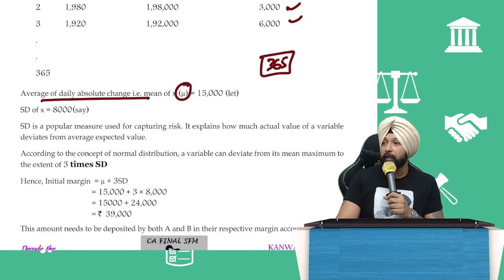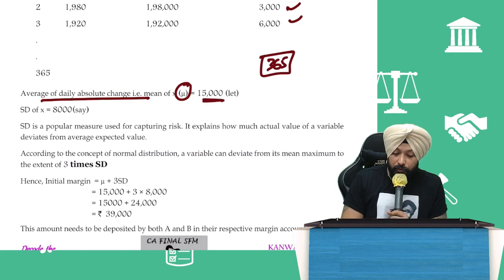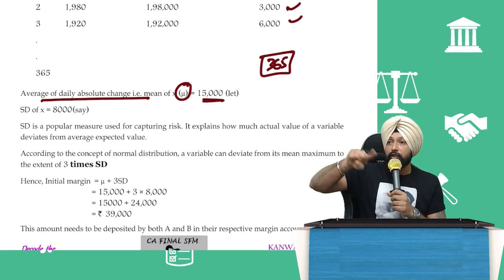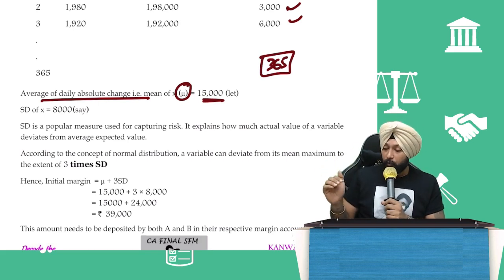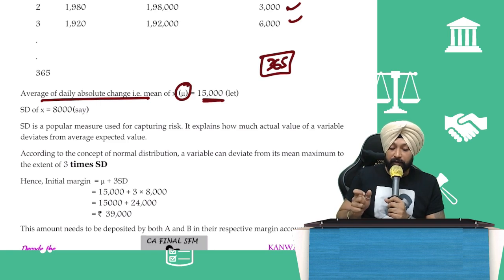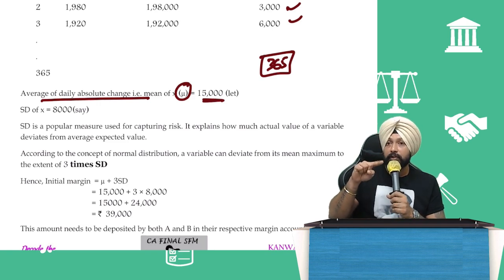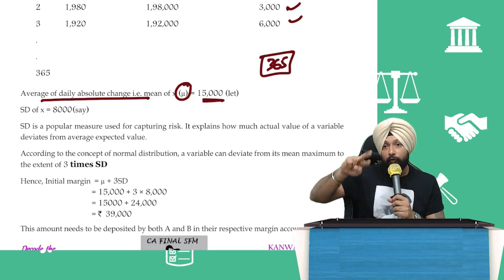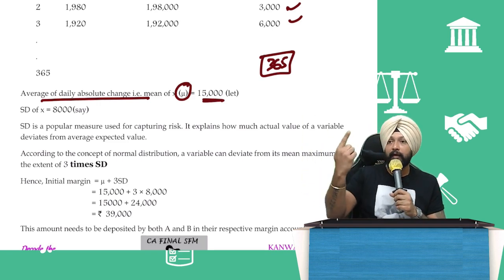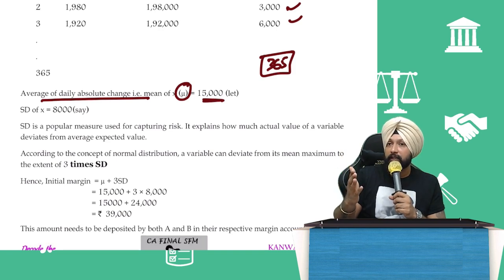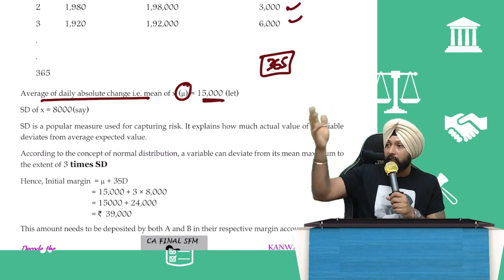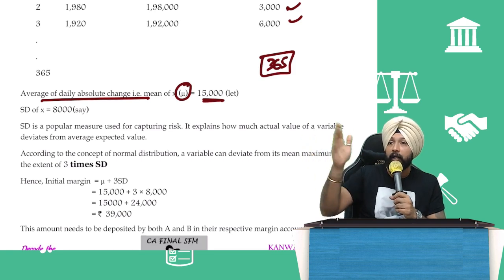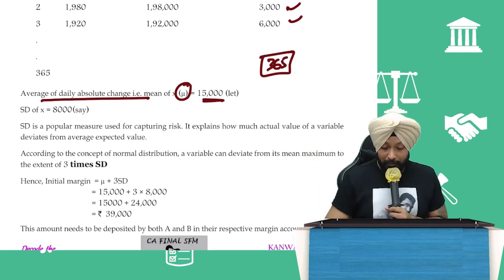We refer to it as mu. So mu, let's say, comes to 15,000. That is the average of daily absolute change. Then we take this mu and we take the standard deviation of X. What is standard deviation? Standard deviation is how much it can deviate from the average. In statistics, we studied that one standard deviation gives you about 66% confidence interval, 2 times gives you about 93%, and 3 times gives you 99% something. So what is the maximum deviation which can happen?